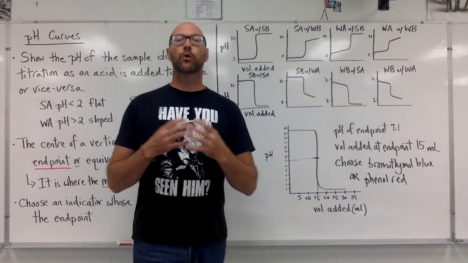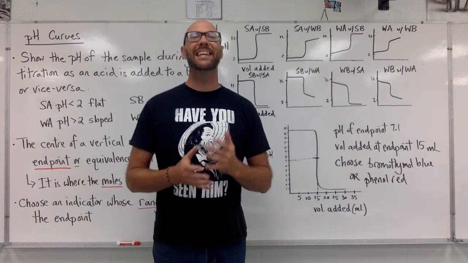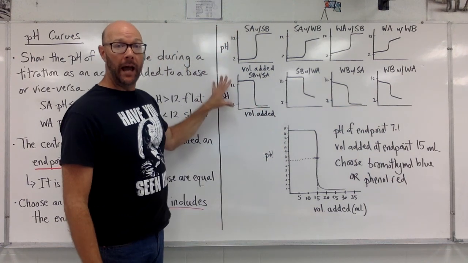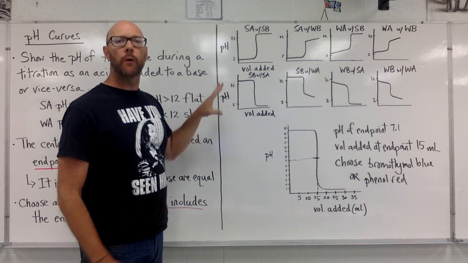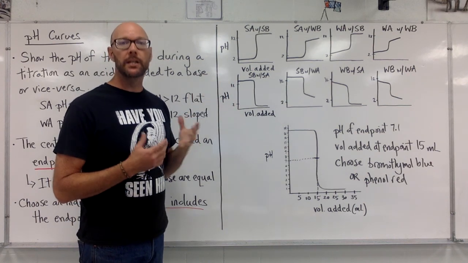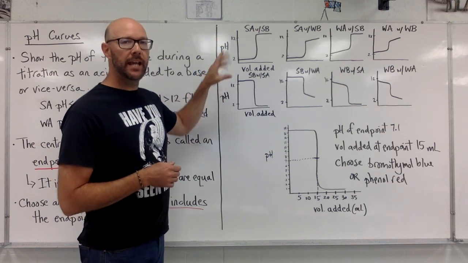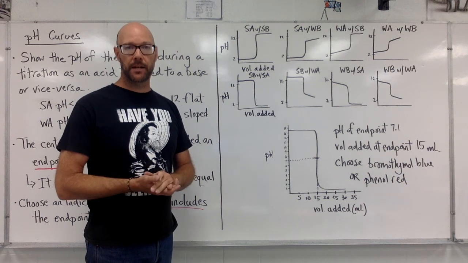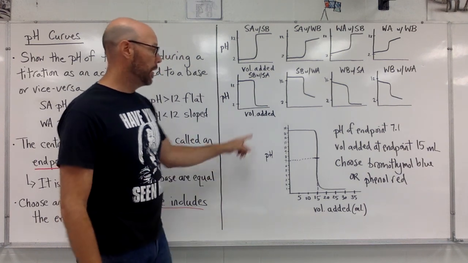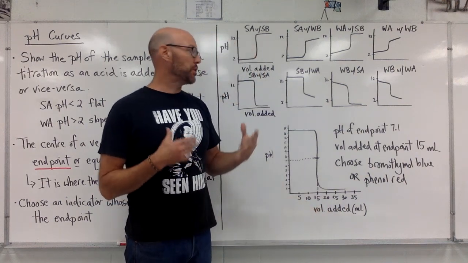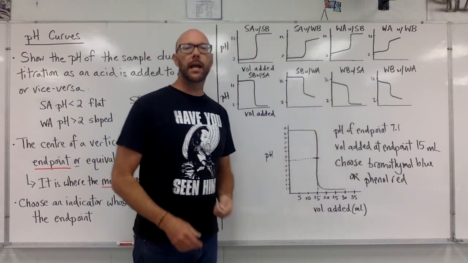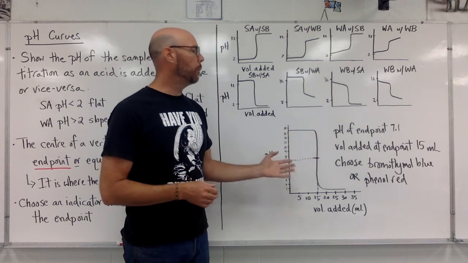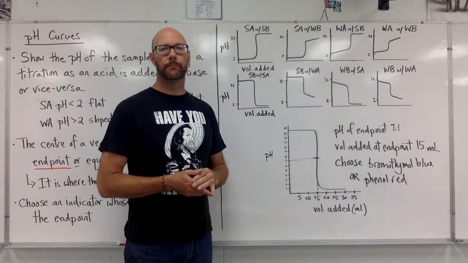pH curves are graphical representations of what's going on with the pH during a titration. We might be adding a base to an acid or adding an acid to a base. We're always going to have a vertical section, which we need to interpret. If we pay attention to the pHs and the shapes of the graphs, we're going to be able to identify the scenario that we're being presented with. Most commonly, however, we'll be given a graph and asked these three sort of questions. What was the pH of the endpoint? How much volume did we have to add to get to the endpoint? Or what would be a good indicator to choose? And I hope that helps.